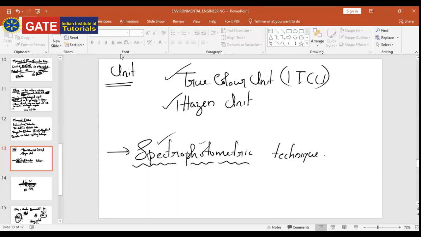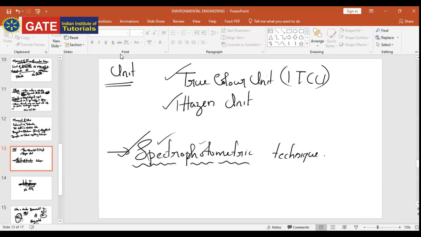When you go for your higher studies, you'll encounter this device. It is a very good, very advanced device which can be used not only for measuring color, but also for several other applications. Mainly, we'll be using it for measuring color. It can be used for colors other than yellowish brown colors. Got it? So that is the spectrophotometric technique.